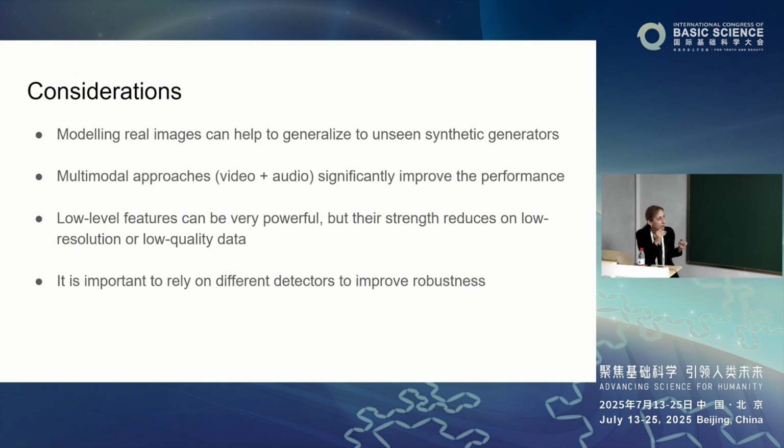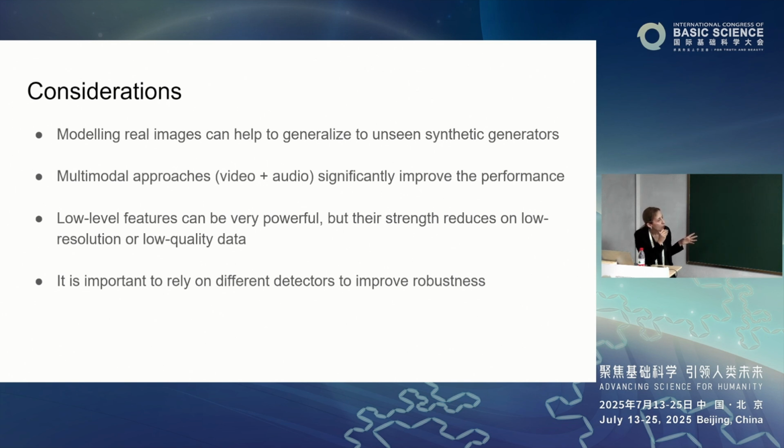And low-level features can be very powerful, but you have to pay attention to the fact that their strength can be reduced if you have low resolution and low quality data. And this is a problem which is present, of course, over the web. For example, when a fact checker sends us an image and asks us to analyze it, we always go over the web and download the highest resolution, highest quality image, because we know that if you compress it or reduce the resolution, these traces can be strongly reduced.